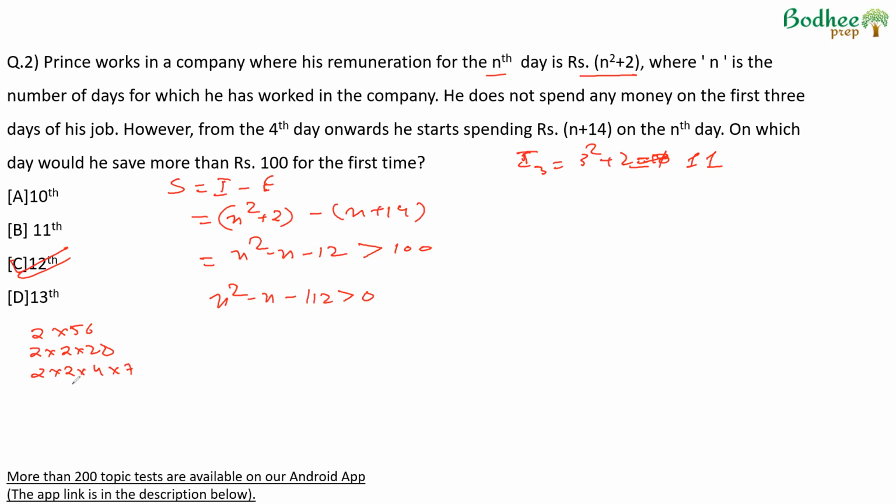14. 2, 2, 2, 2, and 7 is what we have. 8, 14.